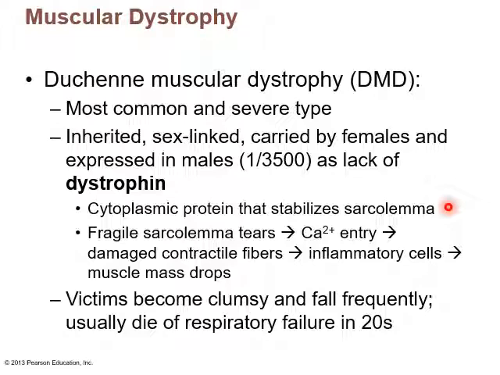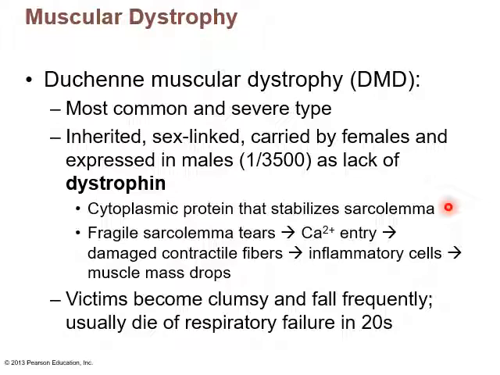Muscular dystrophy is a group of muscle wasting diseases, and Duchenne's muscular dystrophy is the most common, and that's the one that they used to do a lot of telethons on TV for to raise money. It's the most common and severe type. It's inherited, it's sex-linked, so it's passed from mothers to sons, carried by females, expressed in males, and actually 1 out of 3,500 live births will show muscular dystrophy, and it's a lack of dystrophin.